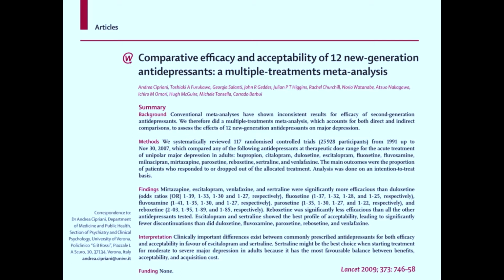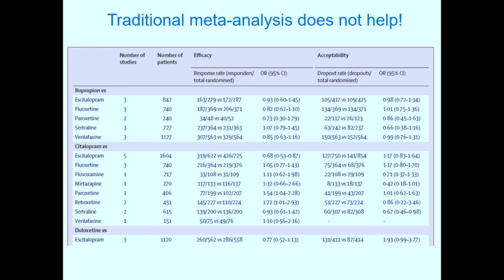So what we did in 2009 was compare efficacy and acceptability, meaning dropout rate, of 12 new generation antidepressants. And as you can see, this was table 1 of the paper. Traditional standard pairwise meta-analysis doesn't really help, because for bupropion, out of 12 possible comparisons, we only had 5, and so on. I remember discussing with the Lancet editor at that time; they didn't want this table in the paper, but I really wanted the table to reinforce the message that network meta-analysis is really a step forward in terms of knowledge.